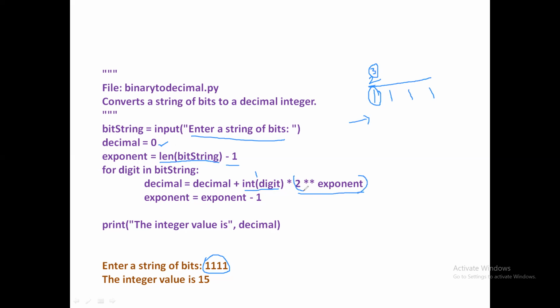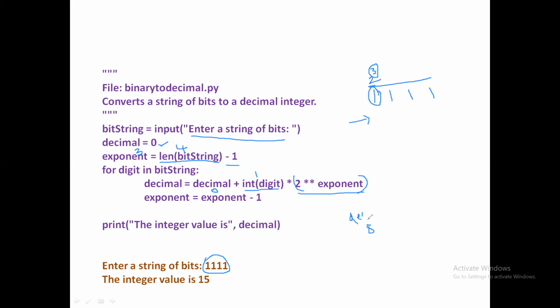2 power exponent. What is the initial exponent value? It is 3 in our example. Len of bit string is 4, 4 minus 1 is 3. So exponent started with 3, so 2 power 3 it takes. It is going to be 1 into 2 power 3. Initially decimal is 0. So 0 plus 1 into 2 power 3 makes it 8. So decimal is now 8.